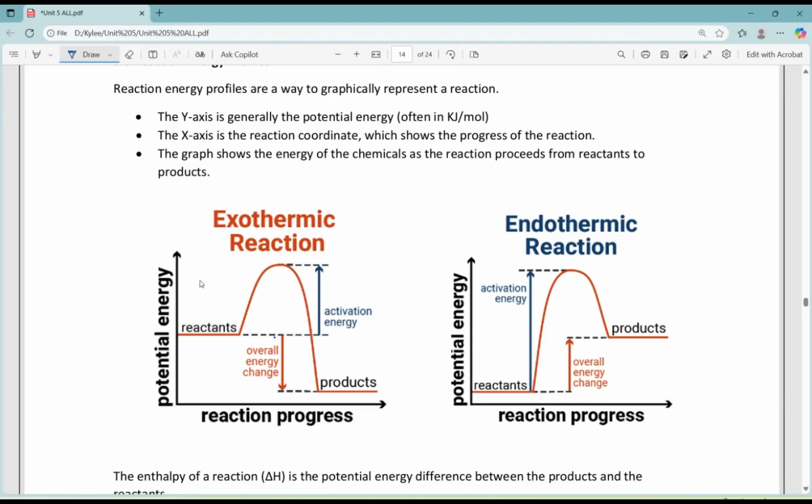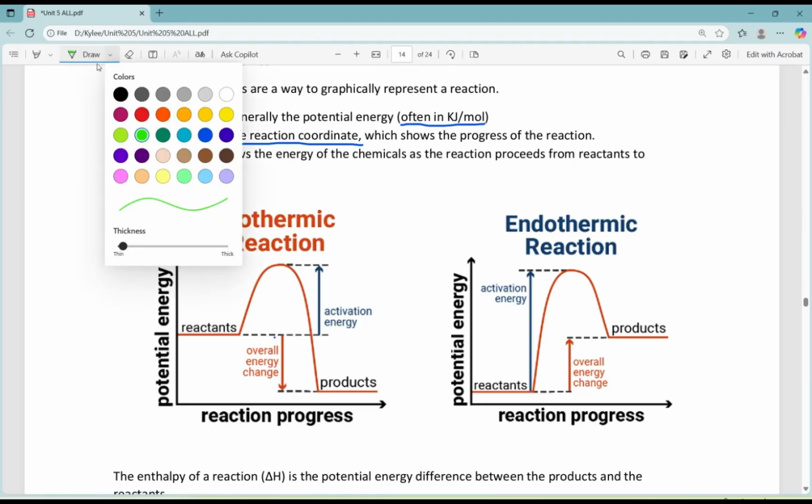On our y-axis for each graph, we have potential energy, and that is often going to be measured in kilojoules per mole. And then the x-axis is showing us the reaction coordinate, or the progress of the reaction. We have two graphs, two examples here. One on the left is exothermic and one on the right is endothermic. Now, the difference between these is where we start.